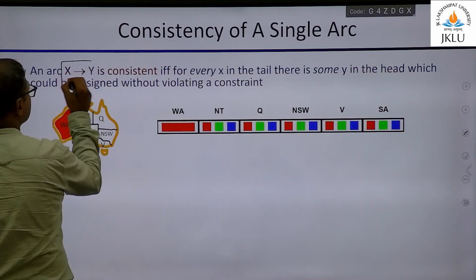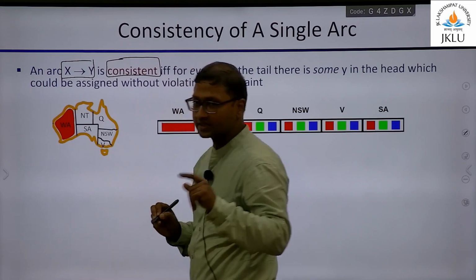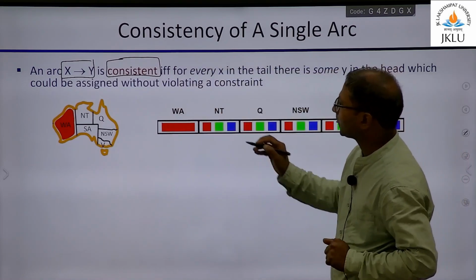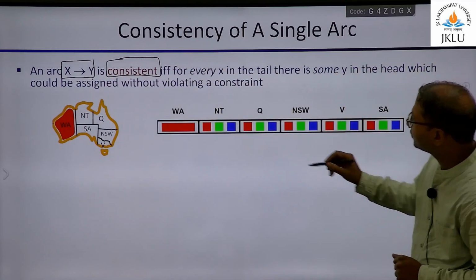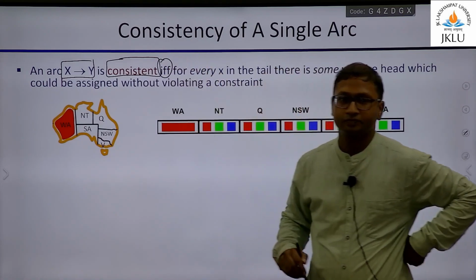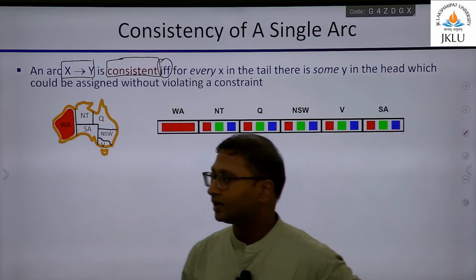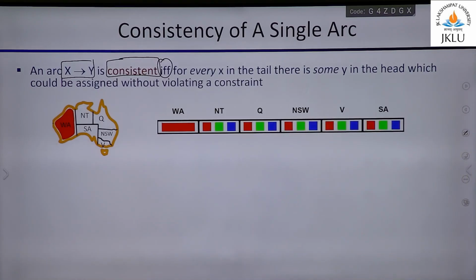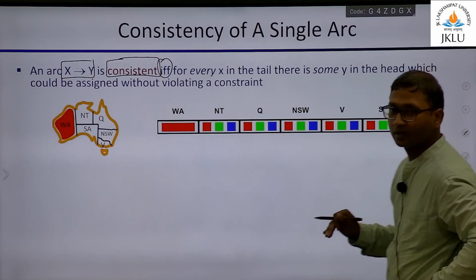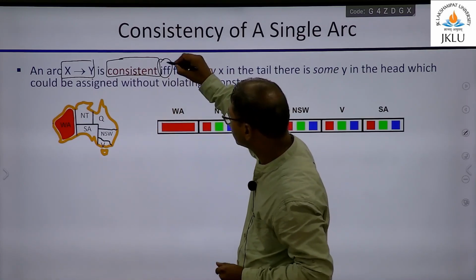An arc X to Y is consistent. Now this consistent has nothing to do with consistent heuristic. An arc X to Y is consistent if and only if, how many of you understand the meaning of this IFF? What does IFF mean? If and only if, right? But what does that mean? A implies B and B implies A. Okay? Then you use if and only if.